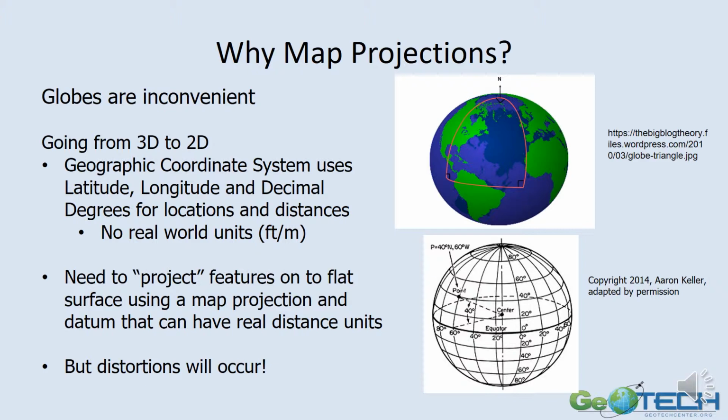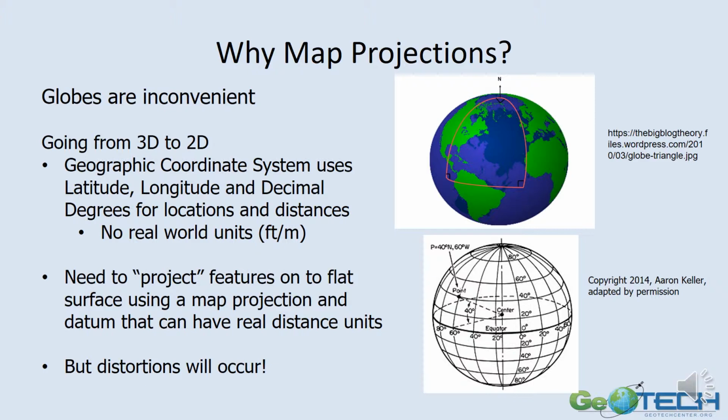I really can't pass up a globe without stopping to spin it and to look at all the continents and everything on that globe, but they're not very convenient. You can't put a globe in your pocket or carry it in your car very conveniently to look at where you're going. So we do have to go from a 3D to a 2D surface to be more user-friendly.